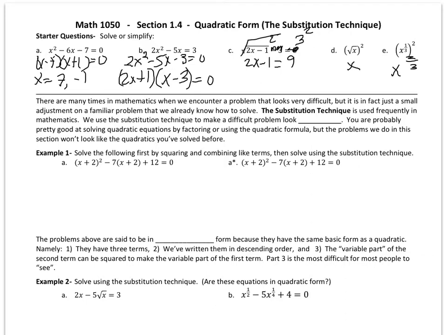Okay, so remember, standard form for a quadratic is simply this. It's ax squared plus bx plus c equals 0, where a, b, and c are just numbers. That's the standard form for a quadratic. Now, let's look at example A here, or 1a. So we have x plus 2 squared, minus 7 times x plus 2, plus 12. Okay, so how do you want to solve this? Or what do you think would be a way to solve this?